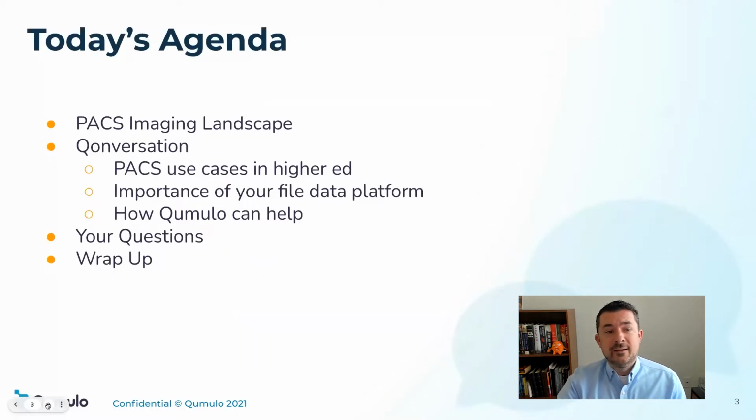Our agenda is to start with an overview of PACS imaging and the technology landscape that Zahir is going to lead us through. And then he and I are going to have a bit of a conversation about use cases in higher education, the importance of a file data platform as it relates to PACS and research and medical imaging, and how Qumulo can help. We also, of course, will have time to take your questions, so please put those in the chat as we go. If we don't have time to go through all of them today, we can definitely answer them offline. So please don't be shy and join in the conversation.